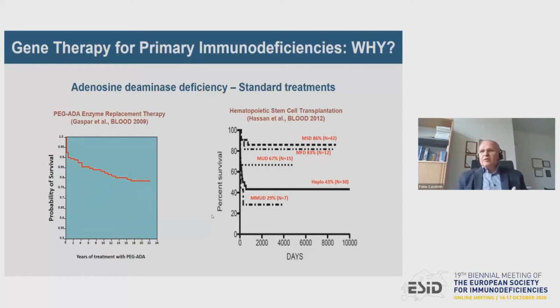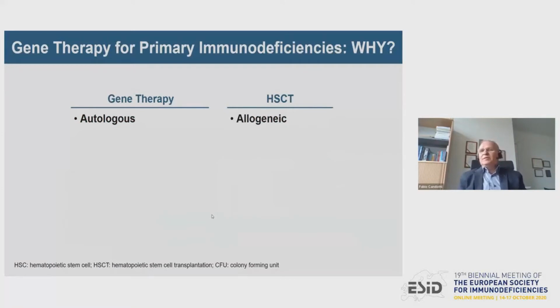Now, if we compare hematopoietic stem cell transplantation and gene therapy, gene therapy certainly has the advantage of being based on the use of autologous cells. This means that patients are their own donors, and therefore every patient has this treatment available to them. Autologous treatment also means that there is no risk of graft-versus-host disease, and that a reduced preparative chemotherapy can be utilized compared to myeloablative therapies that are often required for hematopoietic stem cell transplant.